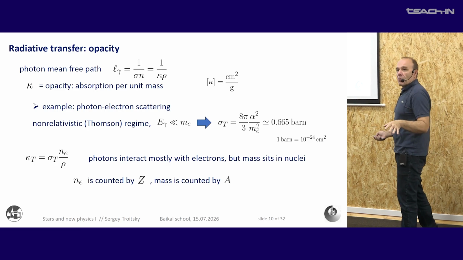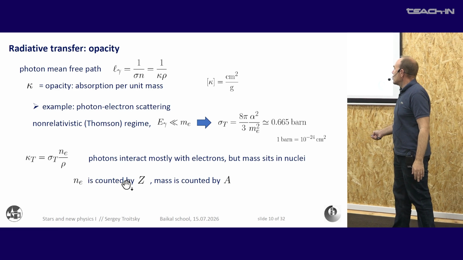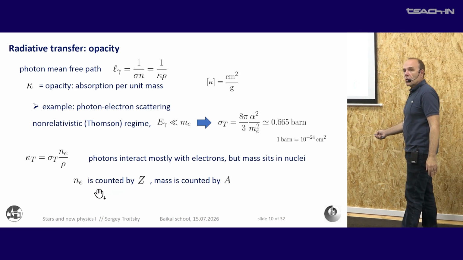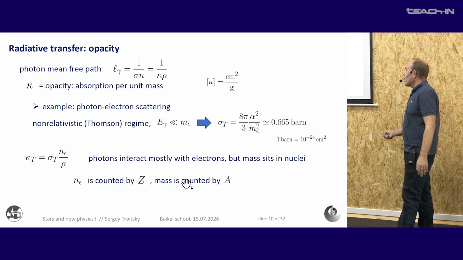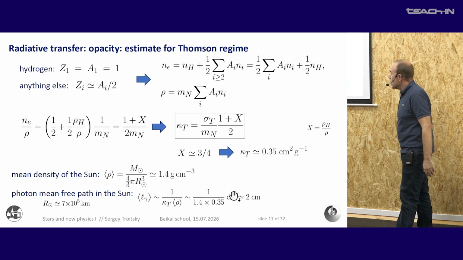Speaking in terms of chemistry, this means that the number of electrons is counted by the nuclear charge, and the mass is counted by nuclear mass, that is, the number of nucleons.